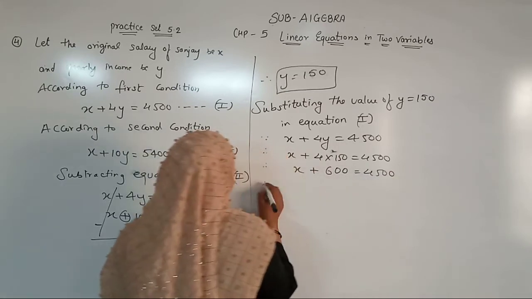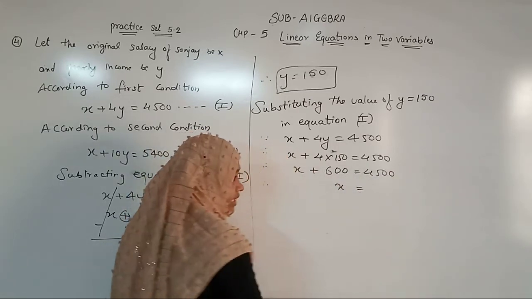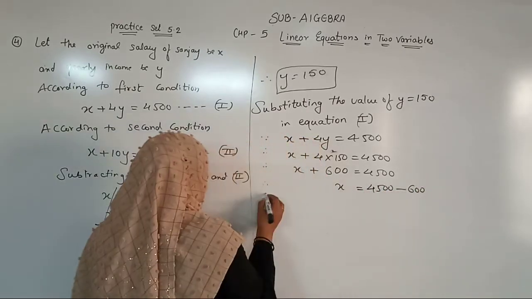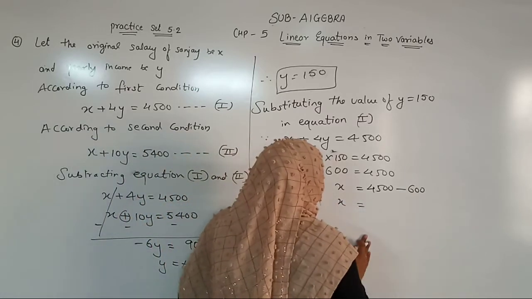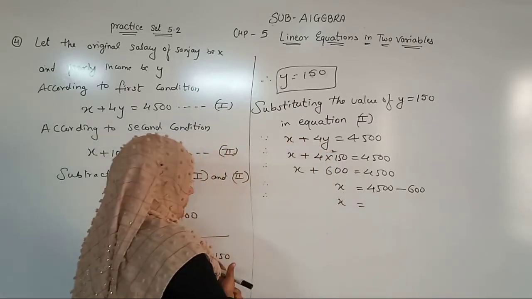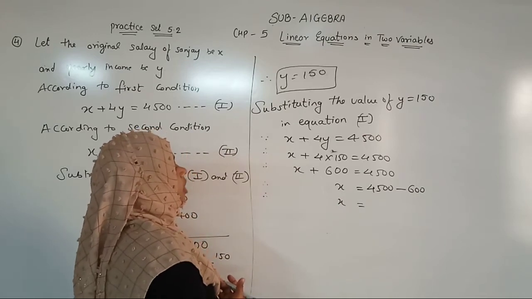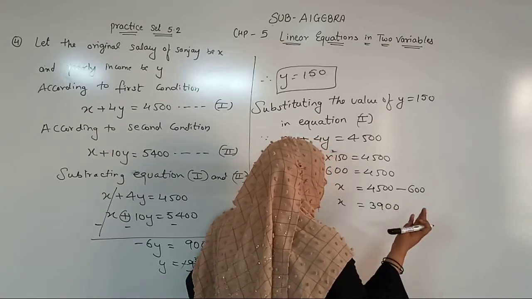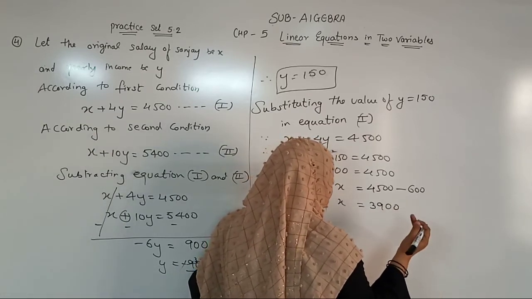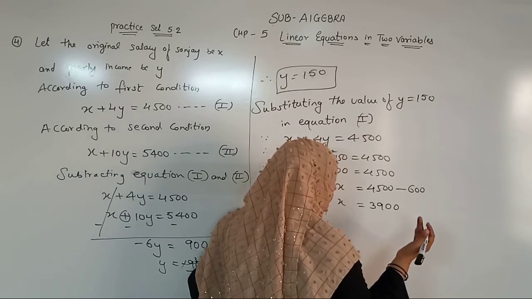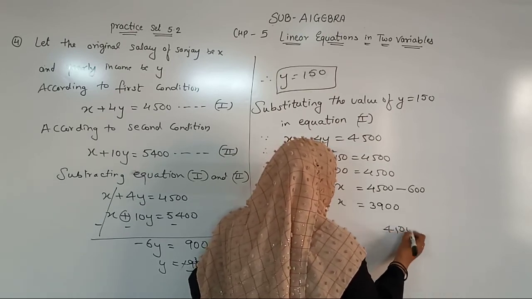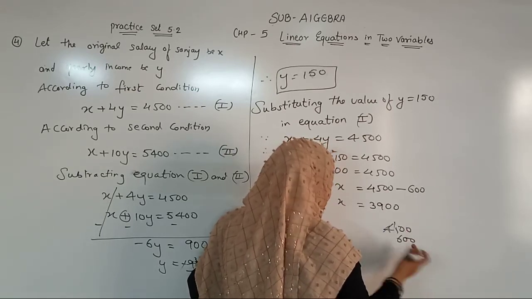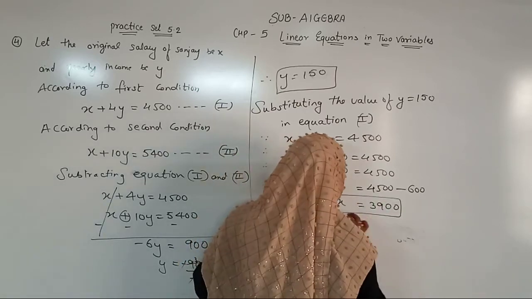Now what I will do? I will put x here only and take plus 600 to the right hand side, and it becomes minus 600. So 4,500 minus 600, that should be how much? 3,900, right? So x I got 3,900.